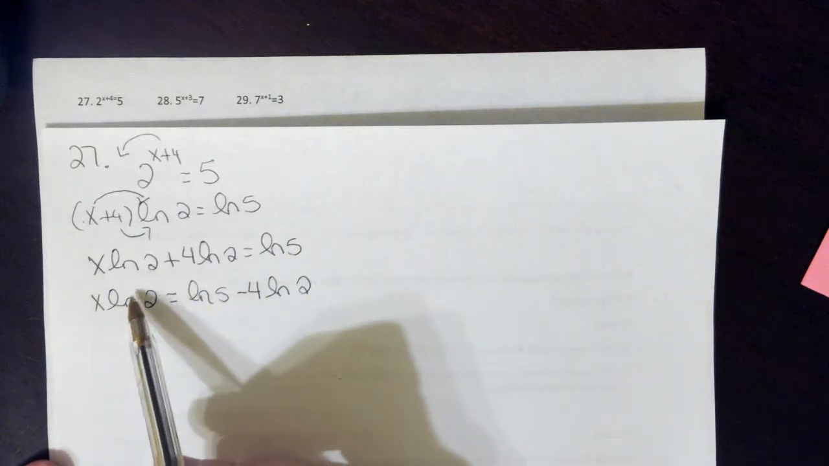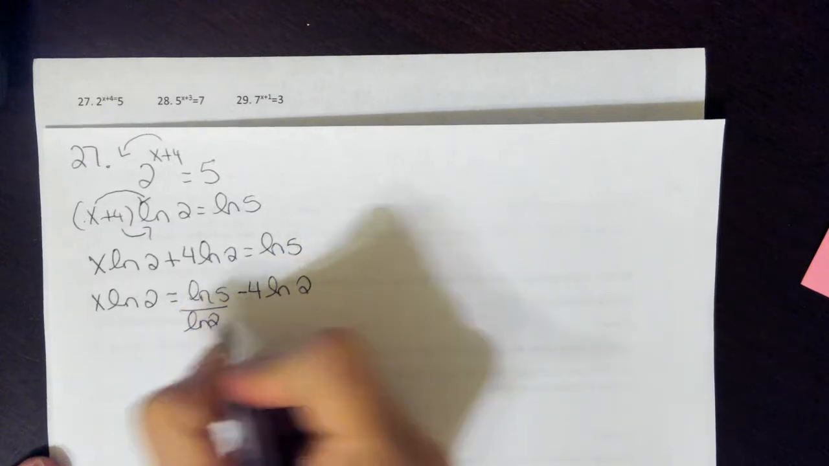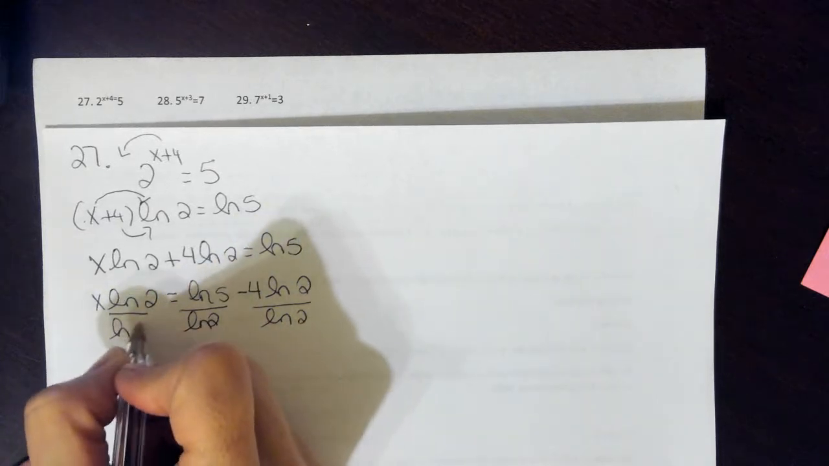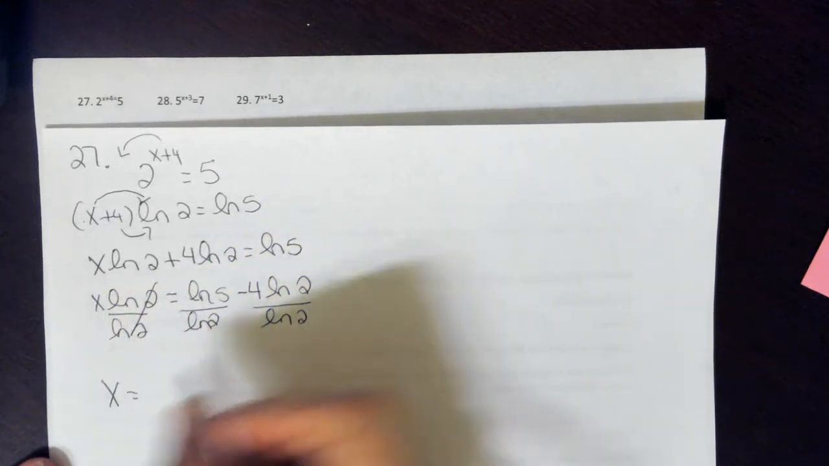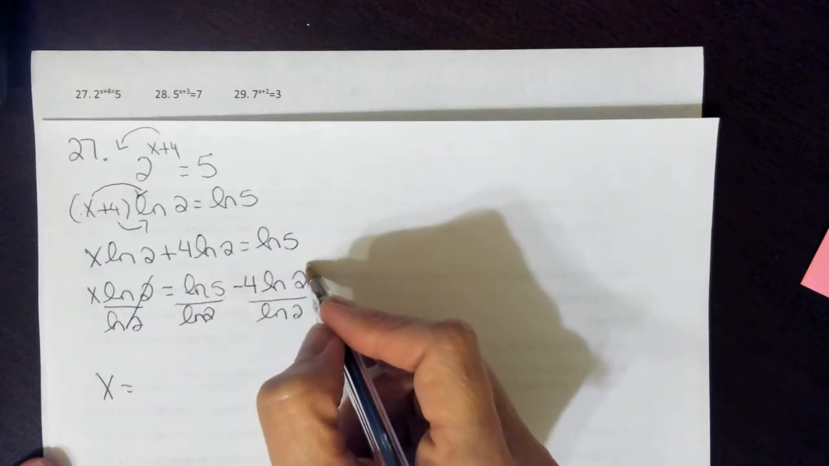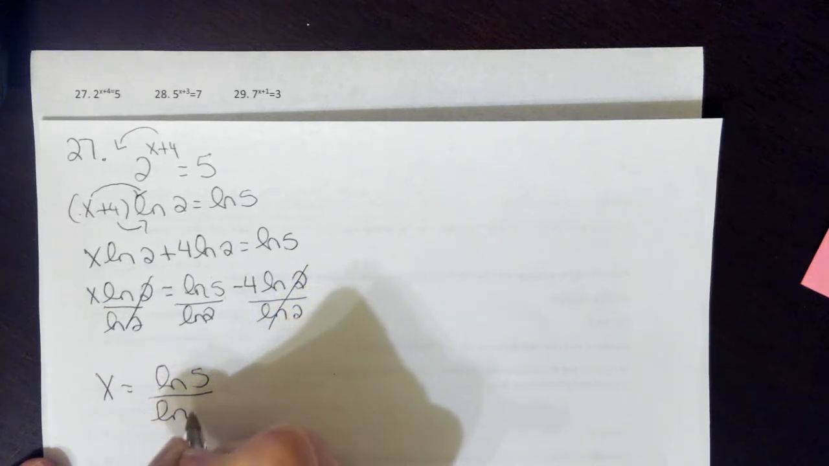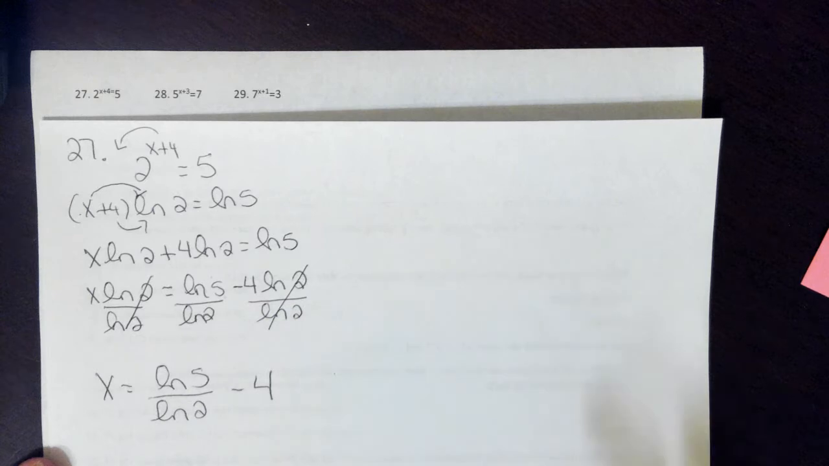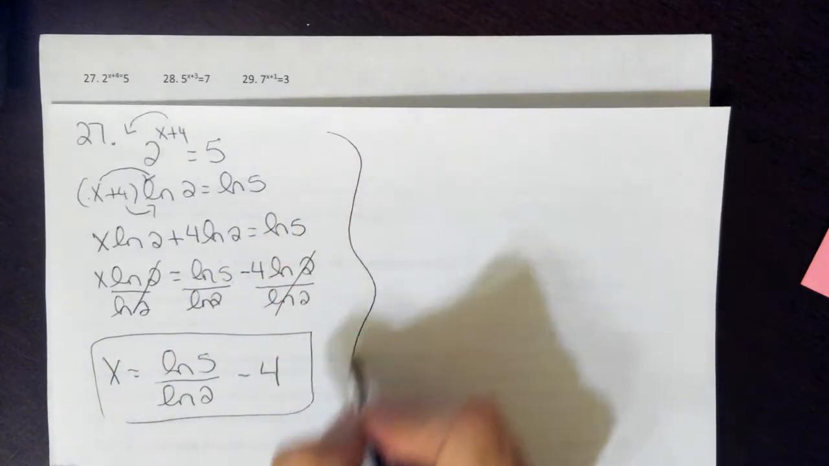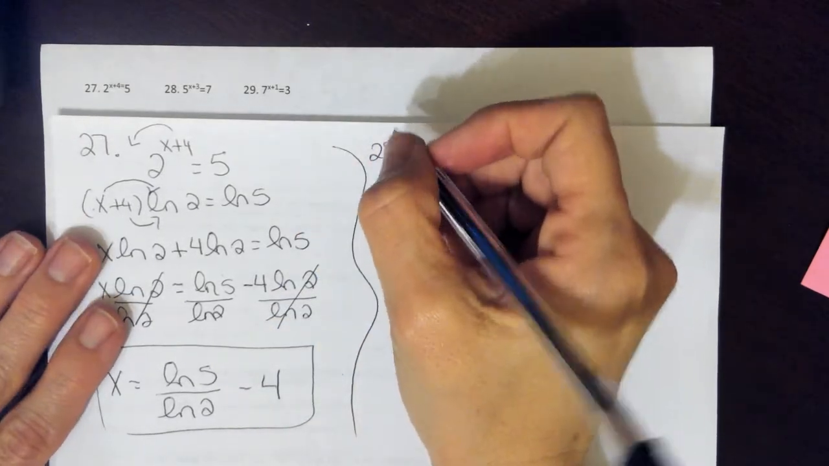Now I have x times the ln of 2, so I'm going to divide everything by the ln of 2. So these cancel out, and x equals the ln of 5 over the ln of 2, minus, these two ln's are going to cancel, 4. So x equals the ln of 5 over the ln of 2 minus 4. And that's our answer. And we're going to leave it just like that. Okay, let's go look at 28. 28 is going to have the same process.